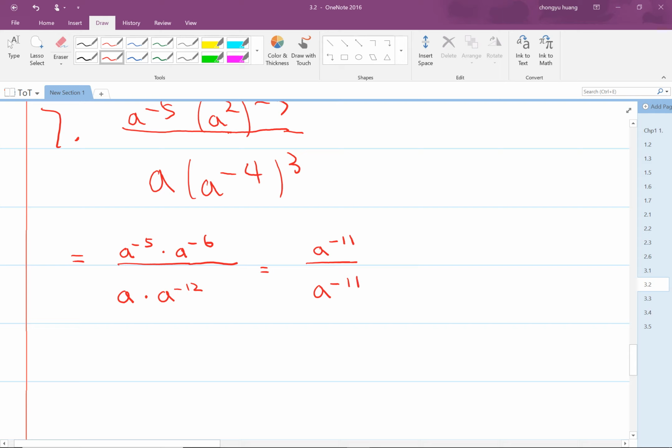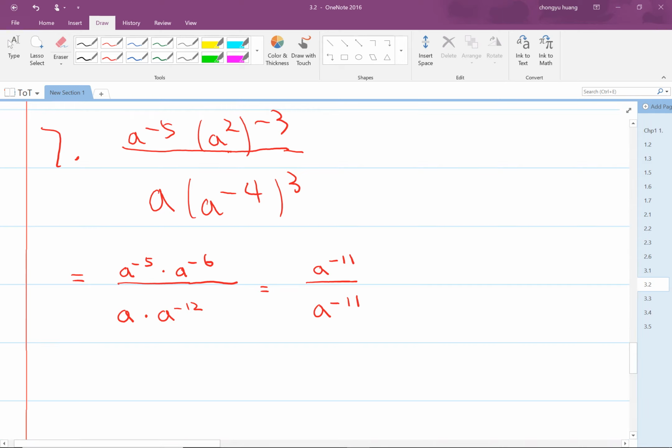So right, okay. You can see right now we can actually get those terms cancelled, and after they cancel, it just becomes 1, right? So a to the power -11 over a to the power -11, both of them get cancelled, right? So those terms get cancelled, and then it just becomes 1, right? Because there's only one left. Right? Okay.